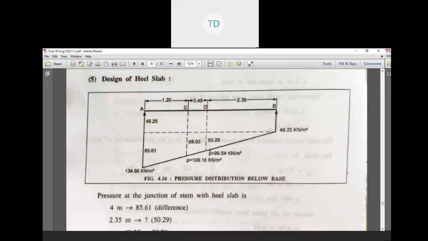In the previous lecture, we were taught an example of a cantilever retaining wall. In this lecture, we are going to design the heel slab of that retaining wall structure.